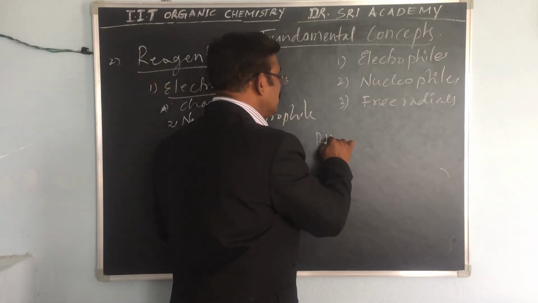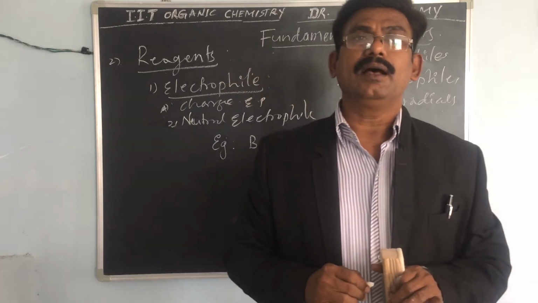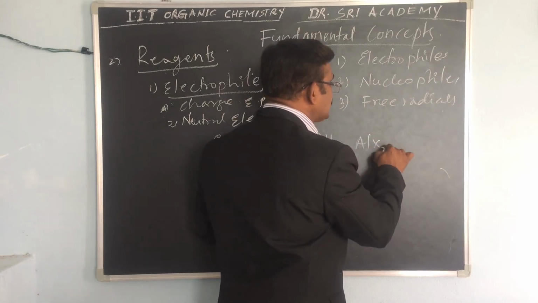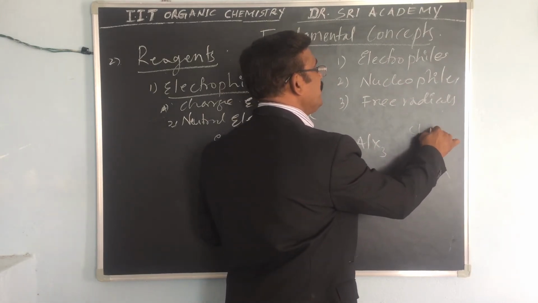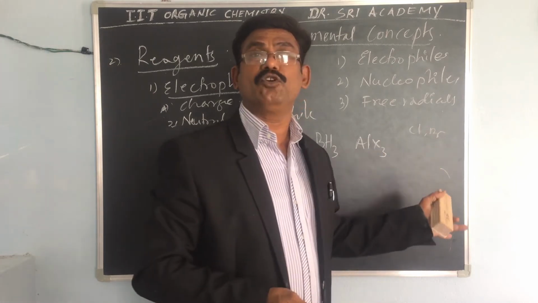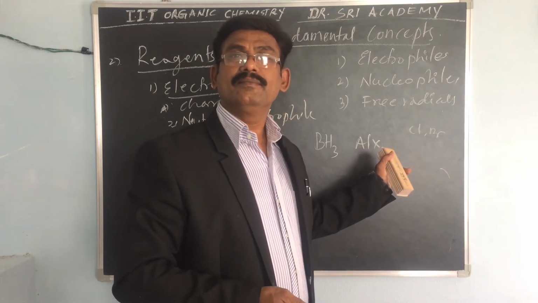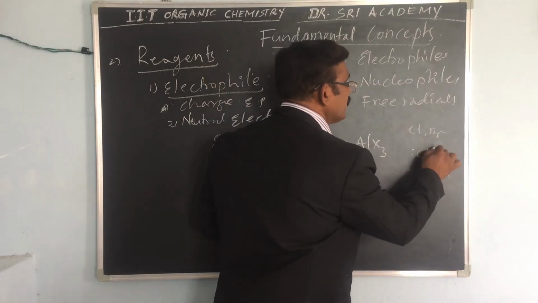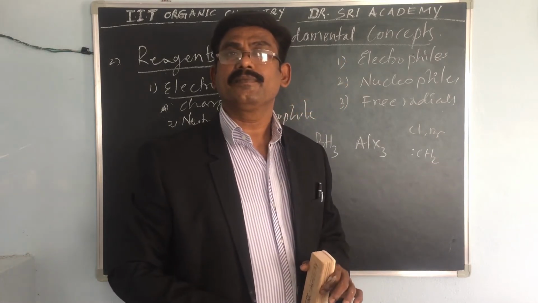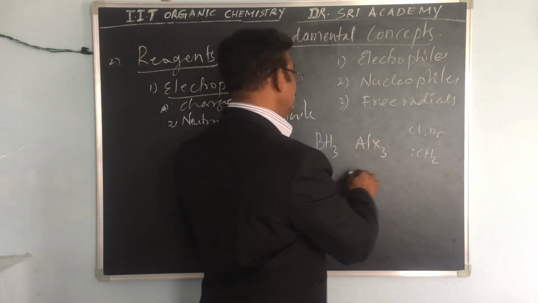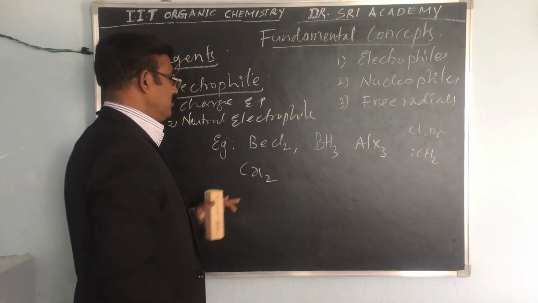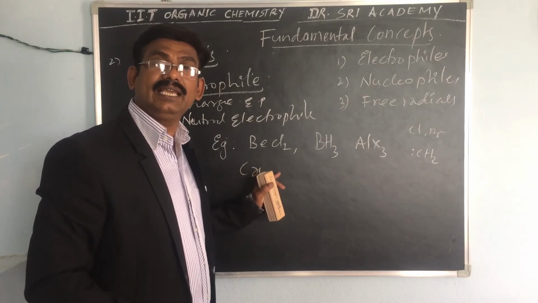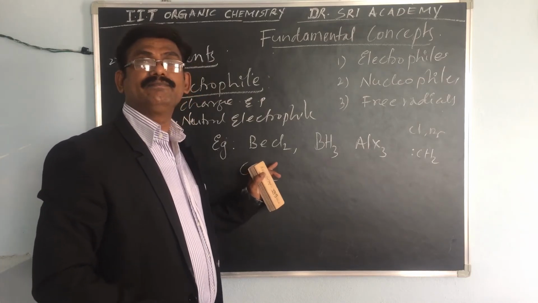BH3, we know, BH3 and AlX3. X is the halogens: Cl, Br. Aluminum chloride, aluminum bromide, aluminum fluoride, like that. These are also incomplete. And CH2, carbene, incomplete. And CX2 also: CCl2, CBr2, CI2, like that.